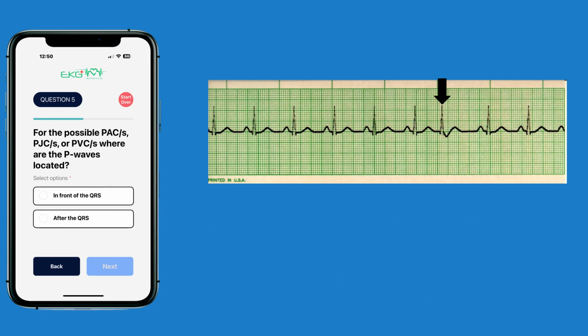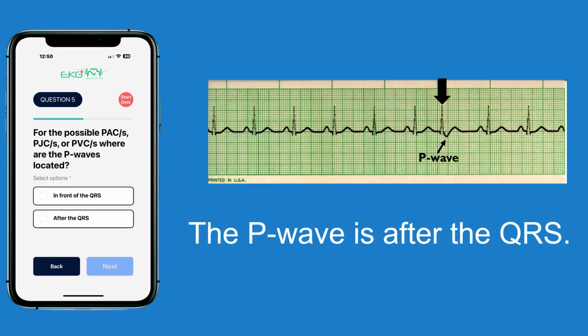So looking at the PJC where the P wave is after the QRS complex, for this specific ECG, we will go to after the QRS because that's where the P wave is. We will select next to go to the next screen.